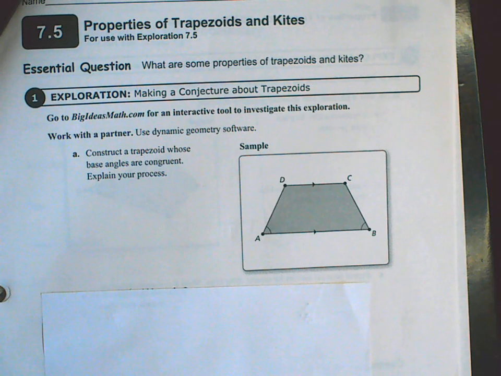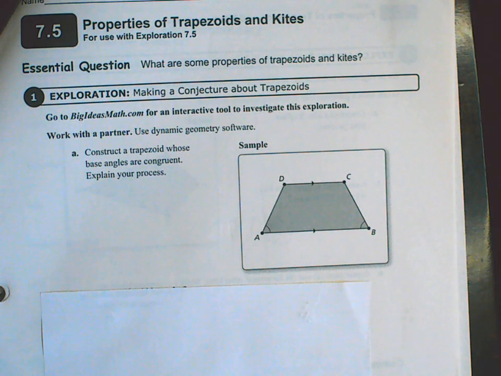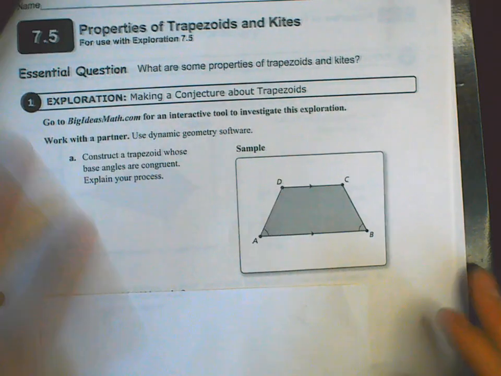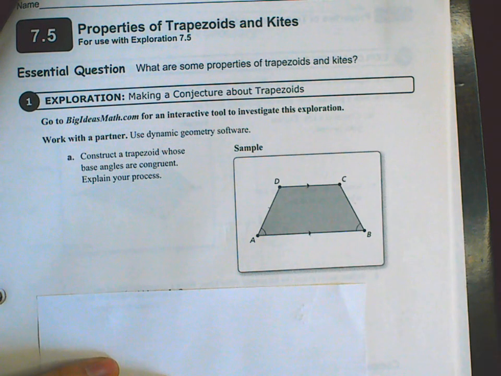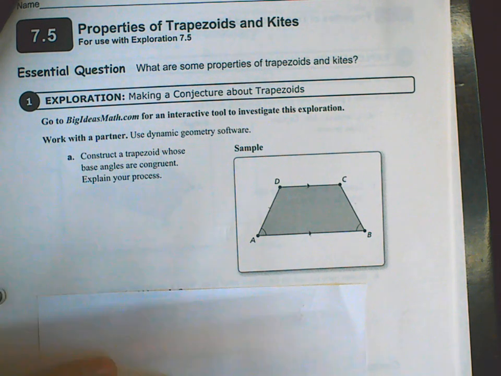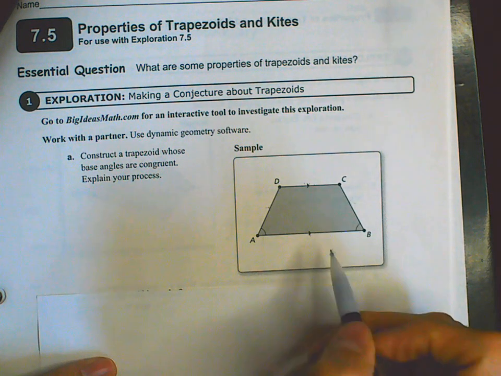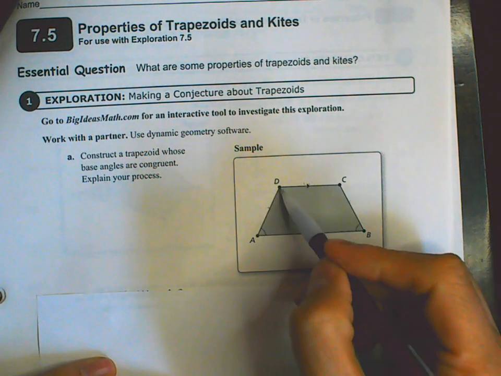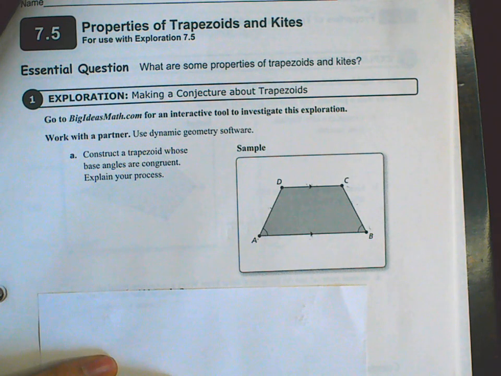Now, a trapezoid is a quadrilateral that has one pair of sides that are parallel and one pair of sides that are not parallel. So as you can see here, these are parallel and these are not parallel. So that's basically what a trapezoid is. It's a quadrilateral that has one pair of sides that are parallel and one pair that are not parallel. If it so happens that the non-parallel sides are congruent, then that's called an isosceles trapezoid, which is the one that we're going to be dealing with today.